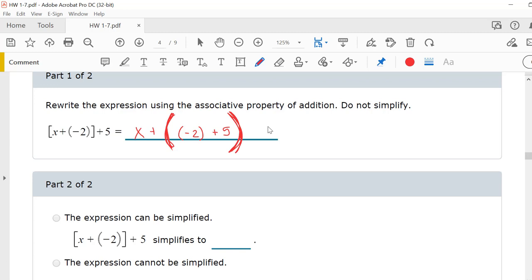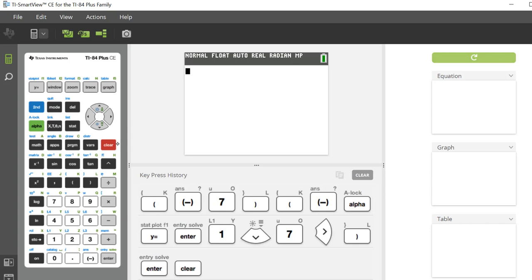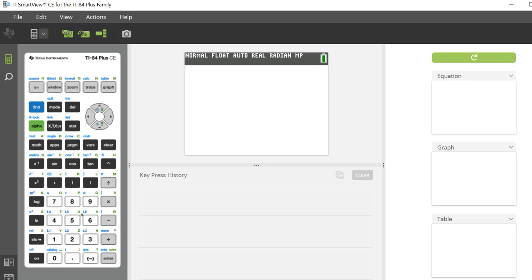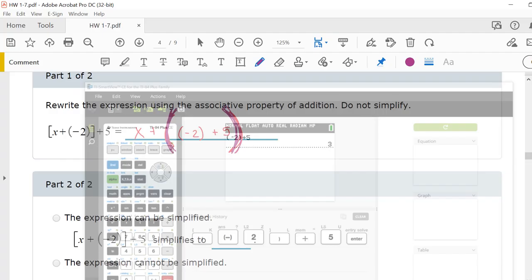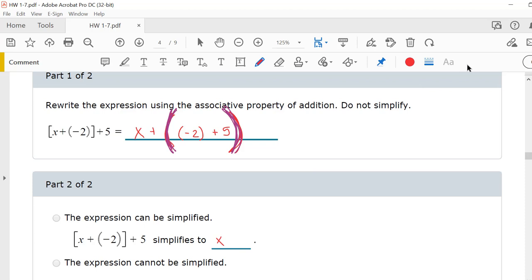Can you simplify that? Okay, on my calculator, I want to go see if I can simplify negative 2 plus 5. Let me clear this out. All right, I have negative 2. Remember the negative is down to the left of the enter sign, plus 5, and I get 3. So this simplifies to x plus 3.